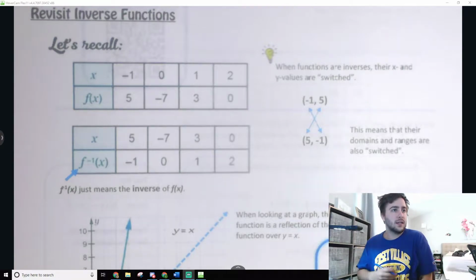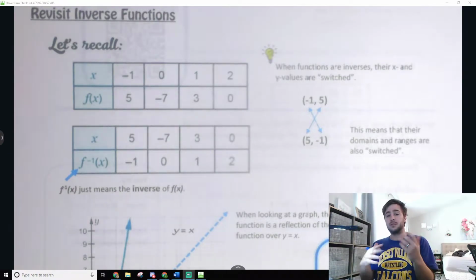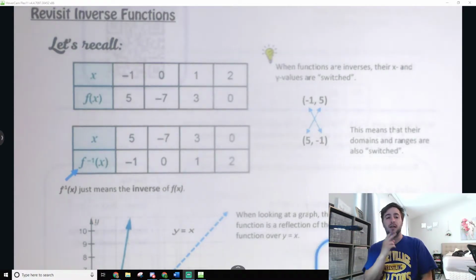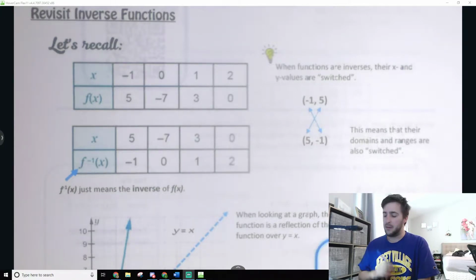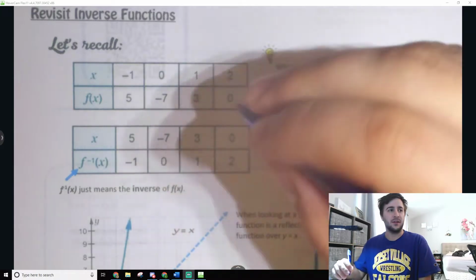But let's get to this stuff. What we're doing is revisiting those inverses. They're going to come back up in Algebra 2 for those juniors that are moving on to Algebra 2. You seniors that are moving on with life, it's something we've done before. You'll get over it.